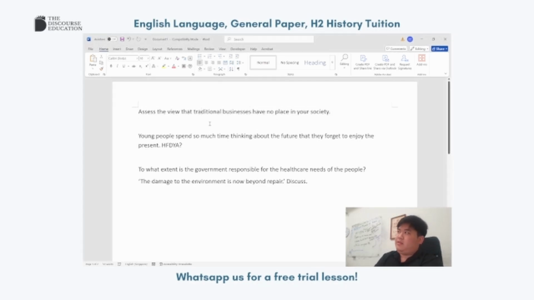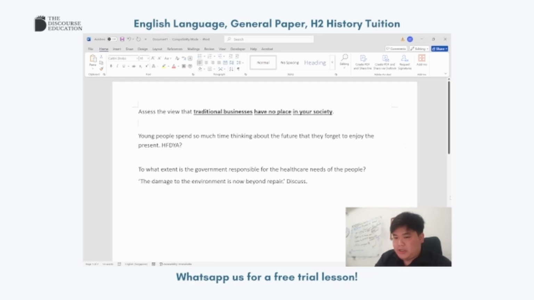So when I say that you have, broadly speaking, two kinds of key terms to keep it simple, you have the assertion key terms, which is things like "have no place", because they put forth an argument. And then the second kind, the contextual kind, would be "traditional businesses". And of course, the question prompt "assess the view" and certain context markers as well, like "in our society".